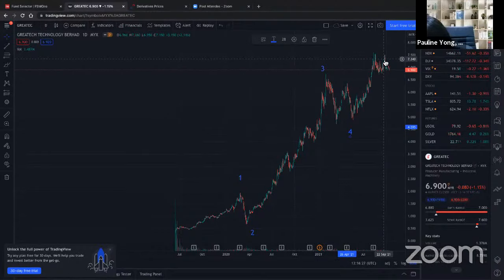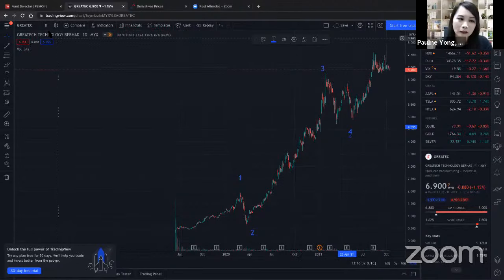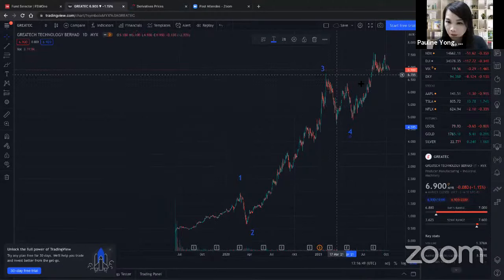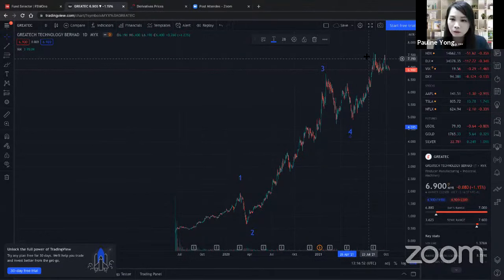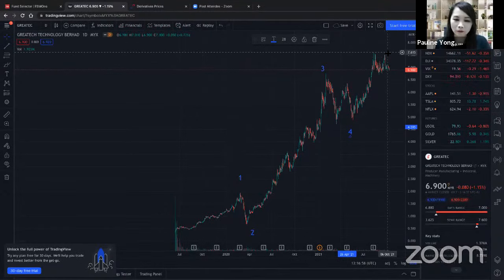Which time frame would be the best? I usually look at the daily chart, unless you're looking at 20, 30 years of a chart, then you need to look at the weekly chart. Or if you're looking at 100 years of a chart, then you look at the monthly chart. But for a normal situation, I look at the daily chart. So that means we are now looking at a possible wave number 5.